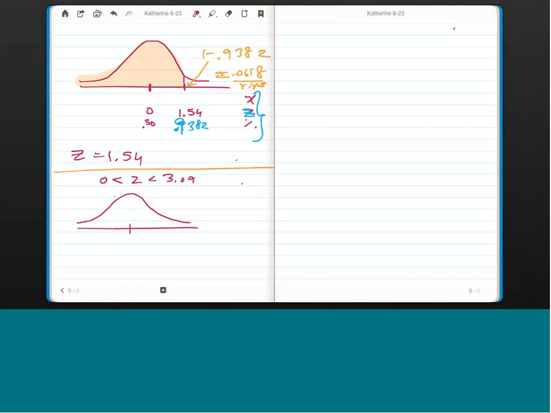Okay. So again, write x, z, and percent on the right side, and then the midpoint. You don't know anything about x on this one, but you know the z for the midpoint is 0, and the percentile for the midpoint is always 50%. The area they want is between 0 and 3.09. So the z is going to be 3.09 here. So the area you're looking for is here.